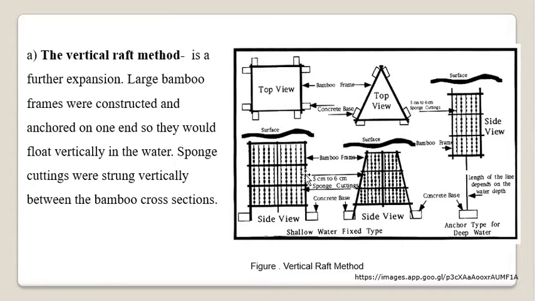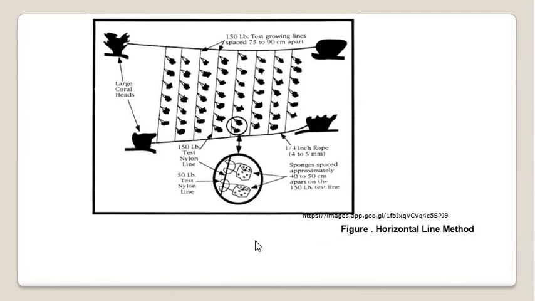a number of small pieces of sponges have been attached, and these pieces of the sponges are allowed to grow for 2 to 3 years, so that they can attain, we can say, commercial size. Sometimes the sponges may take a long time to become full grown or to attain a commercial size. That again depends. So this is the vertical raft method. Now let's move ahead and see another floating raft method, the horizontal line method.